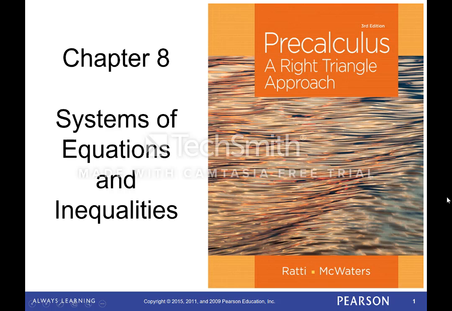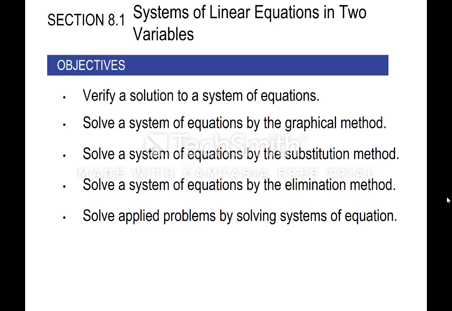All right, let's begin. This is the beginning of chapter 8. We're going into 8.1, and this is just a review of systems of linear equations. Remember systems where you have more than one graph or more than one line or more than one equation that you're solving for. Two variables just means we are in two-dimensional space.